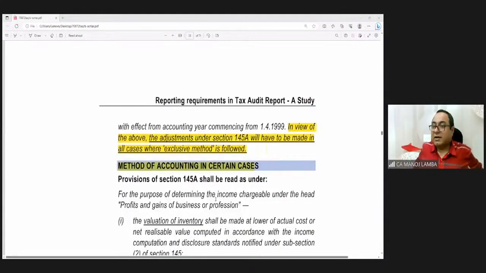In view of above, sir, please note it very, very carefully. I am once again requesting all the members. It is the Institute's guidance note that is saying this. In view of above, the adjustment under section 145A will have to be made in all cases where exclusive method is followed.